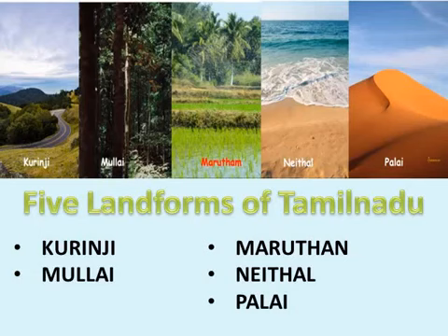You can find mountains, Kurinji, Mullai forest area, agricultural land or fields, Marudam, seashore, sea as Nedal, and desert area, Palai. These are the 5 landforms of Tamil Nadu: Kurinji, Mullai, Marudam, Nedal, and Palai.